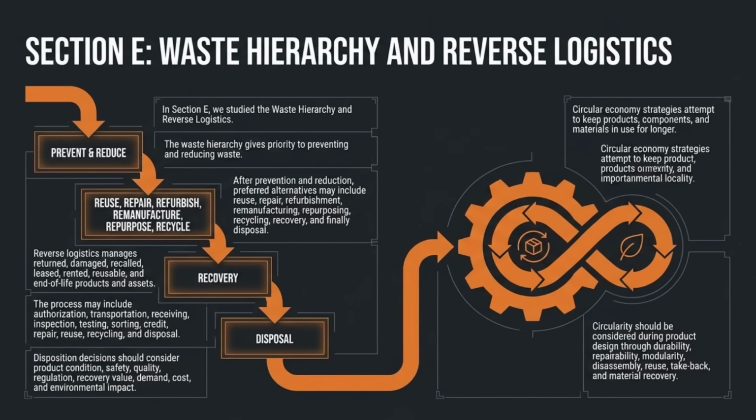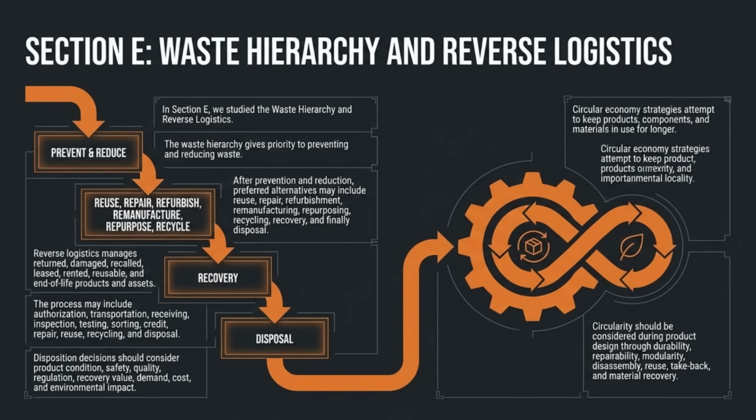In Section E, we studied the waste hierarchy and reverse logistics. The waste hierarchy gives priority to preventing and reducing waste. After prevention and reduction, preferred alternatives may include reuse, repair, refurbishment, remanufacturing, repurposing, recycling, recovery, and finally, disposal. Disposition decisions should consider product condition, safety, quality, regulation, recovery value, demand, cost, and environmental impact.